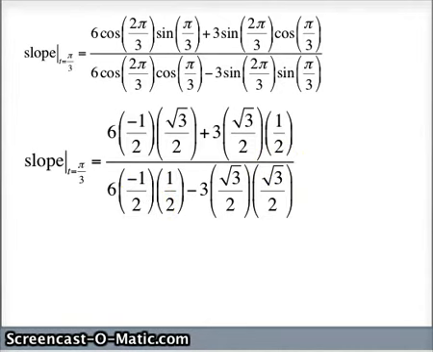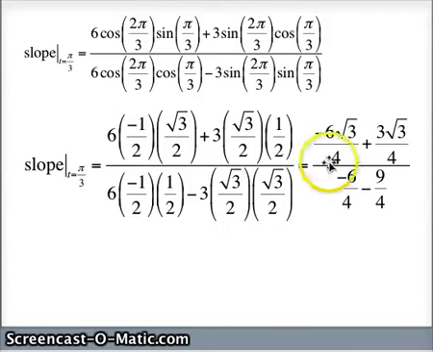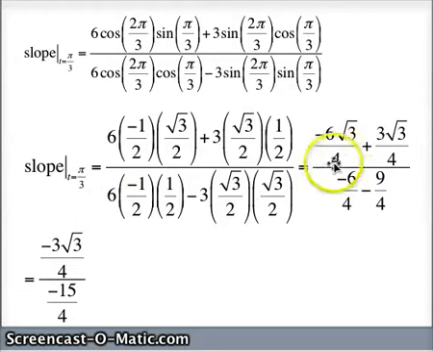So looking at the computation then, we get negative 6 root 3 over 4 plus 3 root 3 over 4, and the bottom, negative 6/4 minus 9/4. Lots of common denominators, so the computation's not so bad. What do we get? Negative 6 root 3 over 4 plus 3 root 3 over 4 is negative 3 root 3 over 4. Negative 6 over 4 minus 9 over 4, negative 15 over 4.